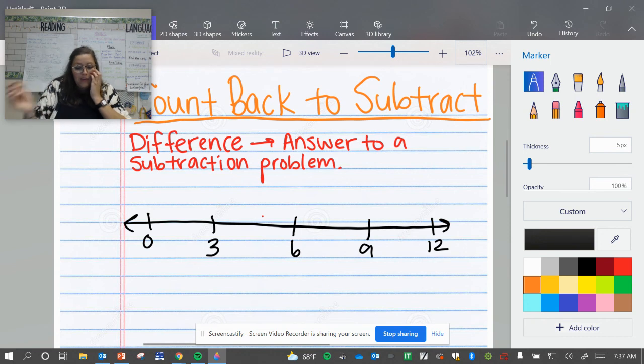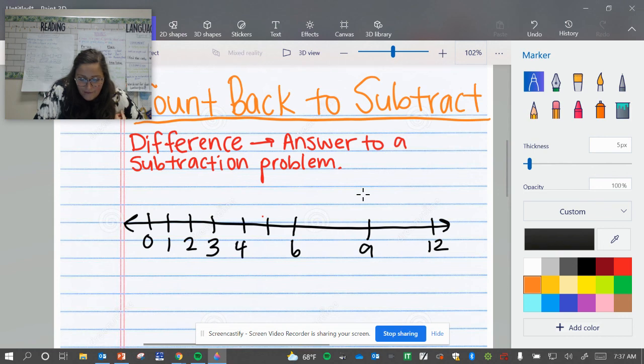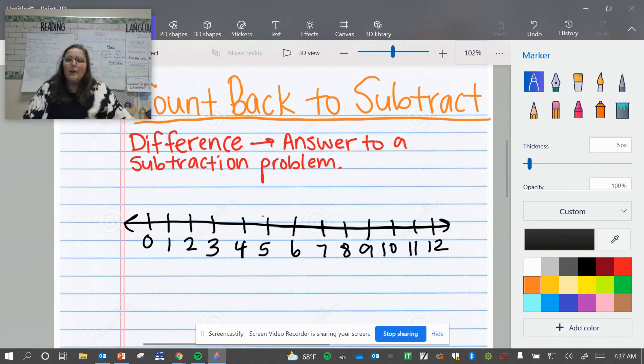Okay. And then we can fill in the other numbers, right? I know 1 and 2 are going to go right here. And then I'll have 4, 5. And then I'll have 7, 8. And then I'll have 10, 11. And look at that. We have an evenly spaced number line. How nice is that? So now we don't have all of our lines super close together, and then we have one over here, and then we have one over here. That would be weird, right?